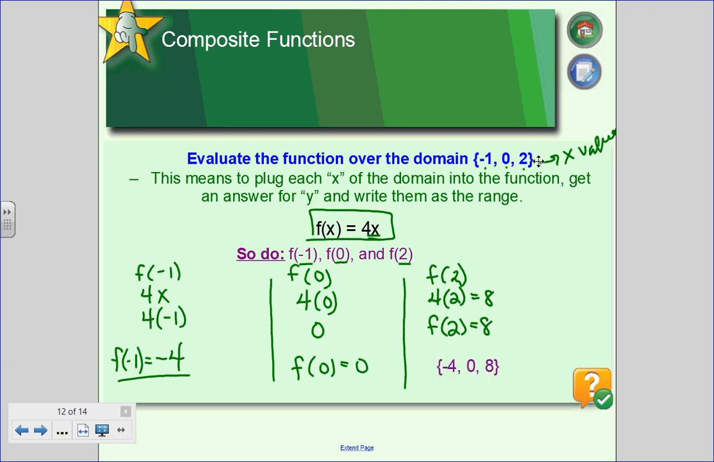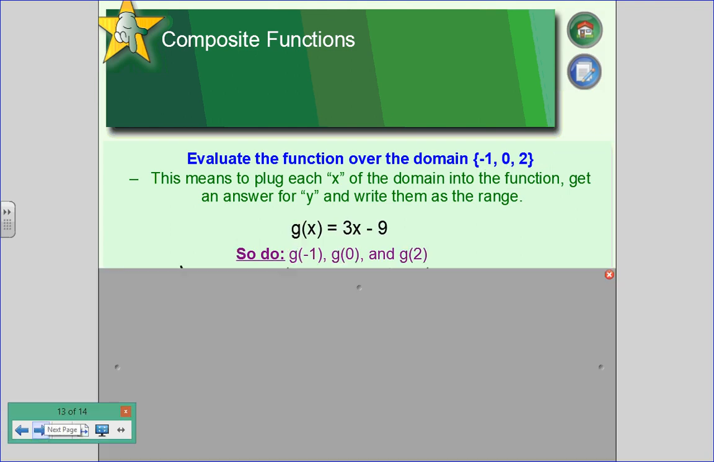We will lastly put all of our outputs in a set known as the range for that domain. So that means we need curly brackets, and then we just bring the negative 4, the 0, and the 8 into our solution set. So there's one more like that for you to practice.